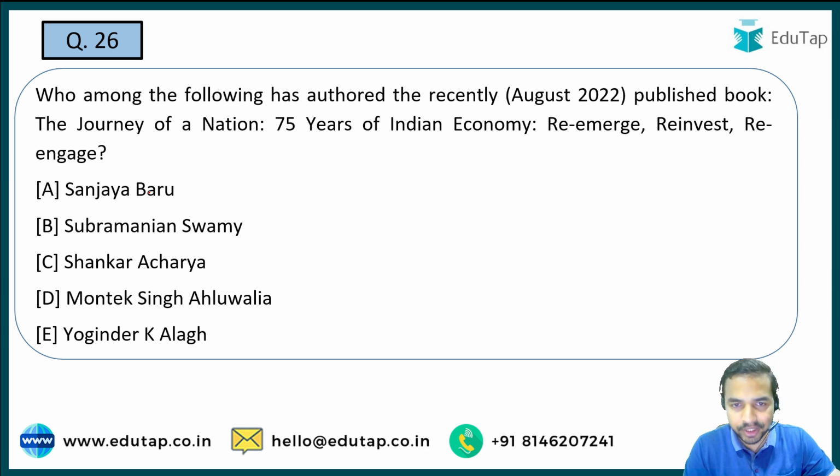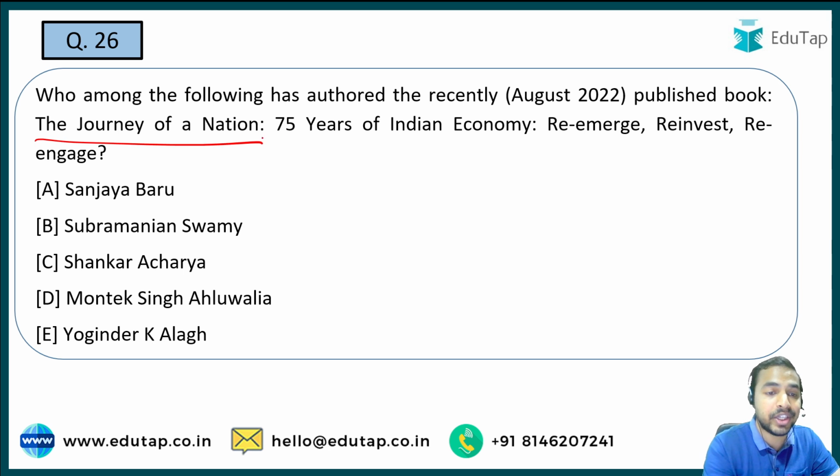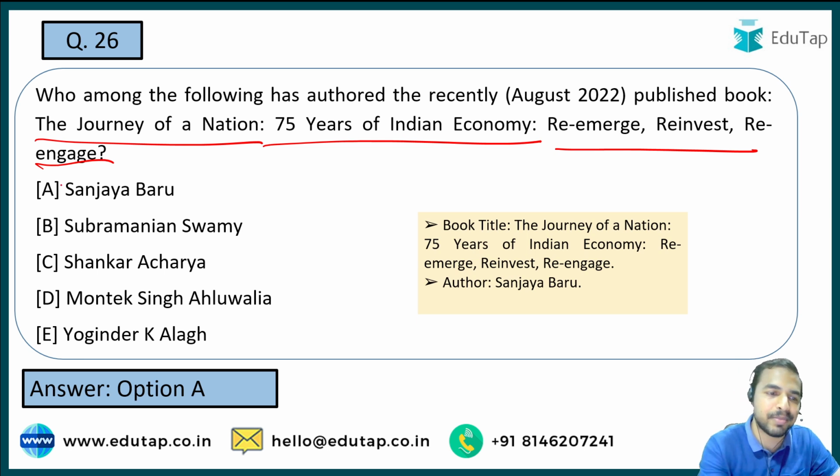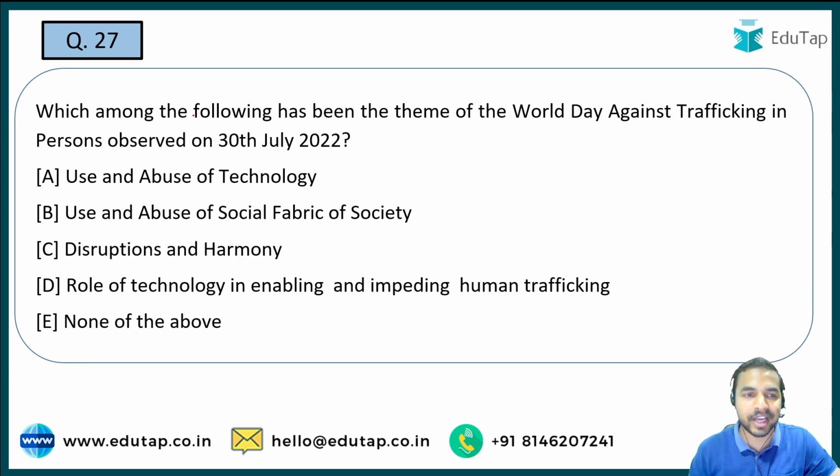So here the question is, the book is The Journey of a Nation, 75 Years of Indian Economy, Re-emerge, Reinvest, Re-engage. So you are required to tell me the name of the author. Whenever a book is being launched, always you are required to remember that what exactly is the name of the author who has authored that particular book. And when I talk about The Journey of a Nation, 75 Years of Indian Economy, Re-emerge, Reinvest and Re-engage, the right answer is Sanjay Baru. So Sanjay Baru is the right answer, guys. Let's move on to the next question.